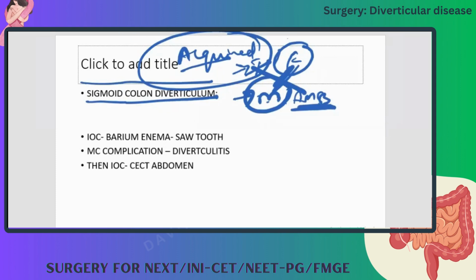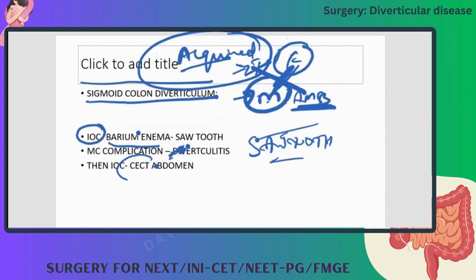So investigation of choice is barium enema. You give barium enema for sigmoid colon. You have this sawtooth appearance. And the complication is it can get infected and form diverticulitis. If diverticulitis infection is there, then the investigation of choice is CECT abdomen. If only diverticulum is there, barium enema is okay.